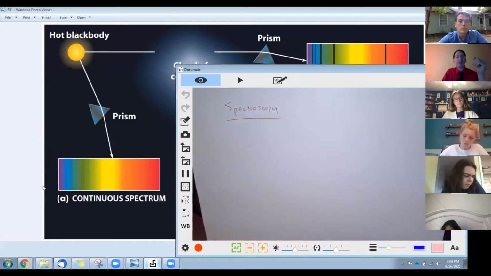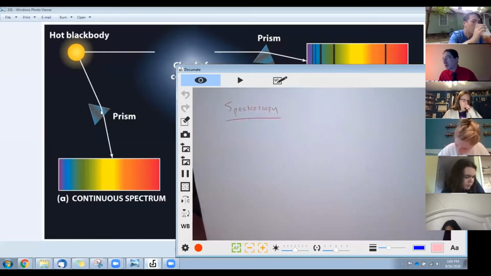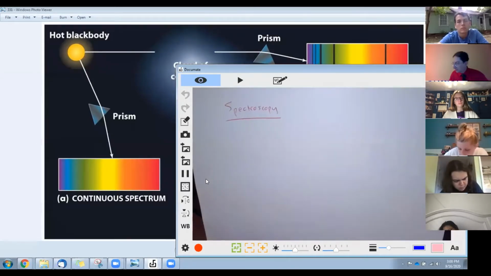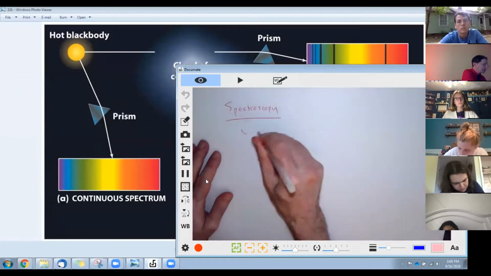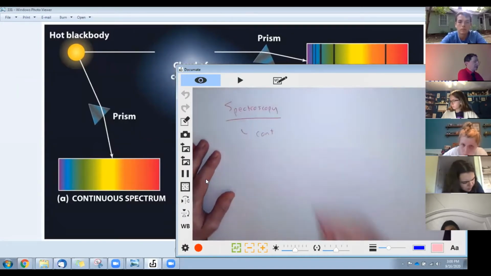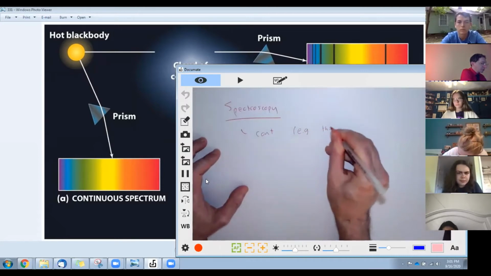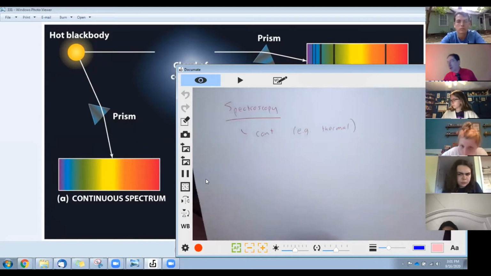We take the light, like here's a star, and we put that through some kind of disperser, such as a prism. Prisms aren't the best, but they're the ones that most people are familiar with, and it breaks it into its component colors. So here's the rainbow spectrum that we get from taking sunlight and dispersing it. But there are different types of spectra. Let's start with continuous, because that's what we talked about so far. So continuous. And the example that we did in class is thermal, also called black body.